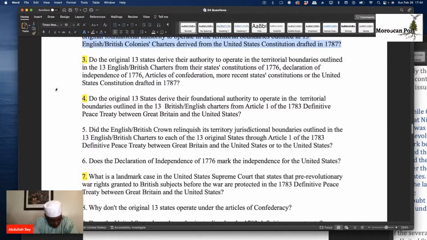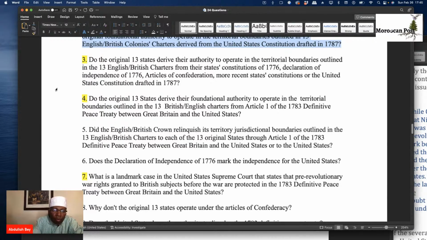Third question. Do the original 13 states derive their authority to operate in the territorial boundaries outlined in the 13 English/British charters from their states' constitutions of 1776, the Declaration of Independence 1776, the Articles of Confederation, more recent states' constitutions, or the United States Constitution? Read that again, Terrence.